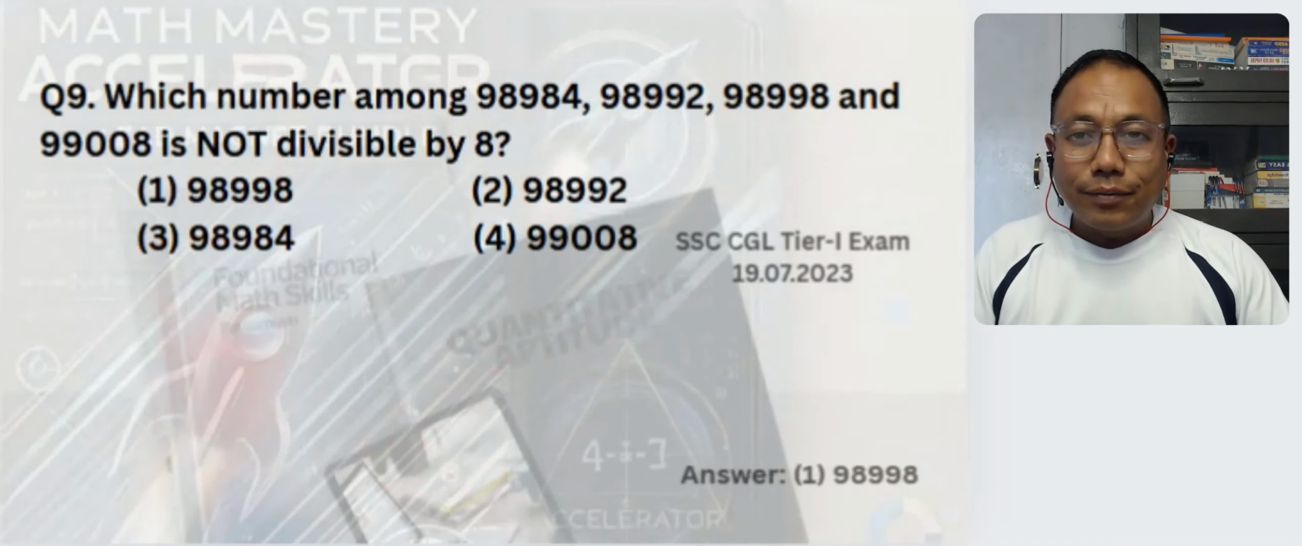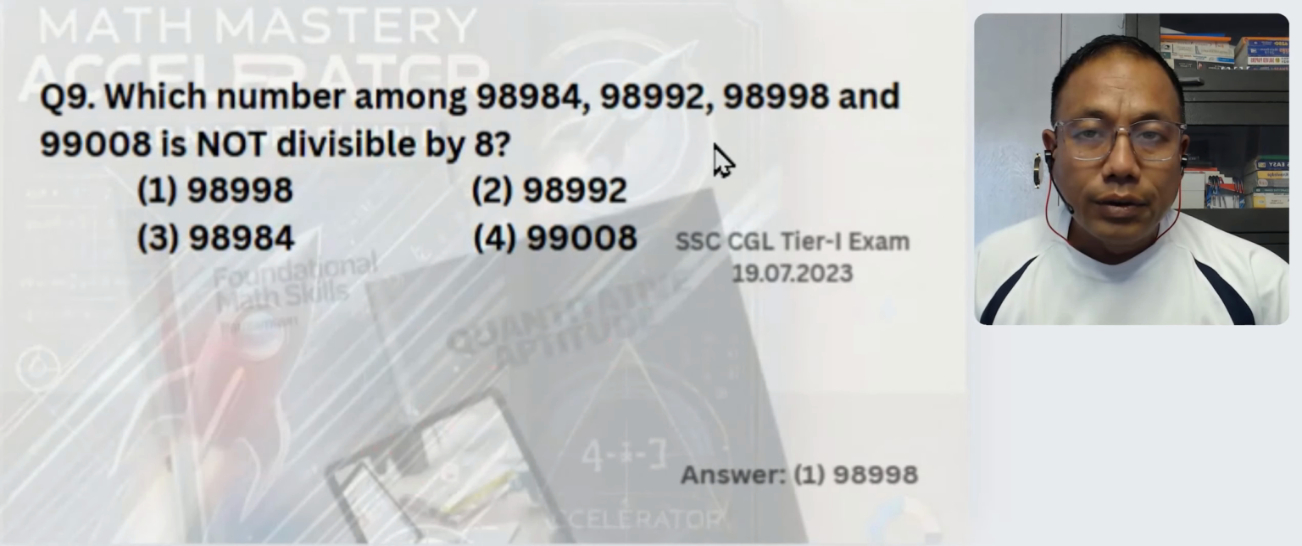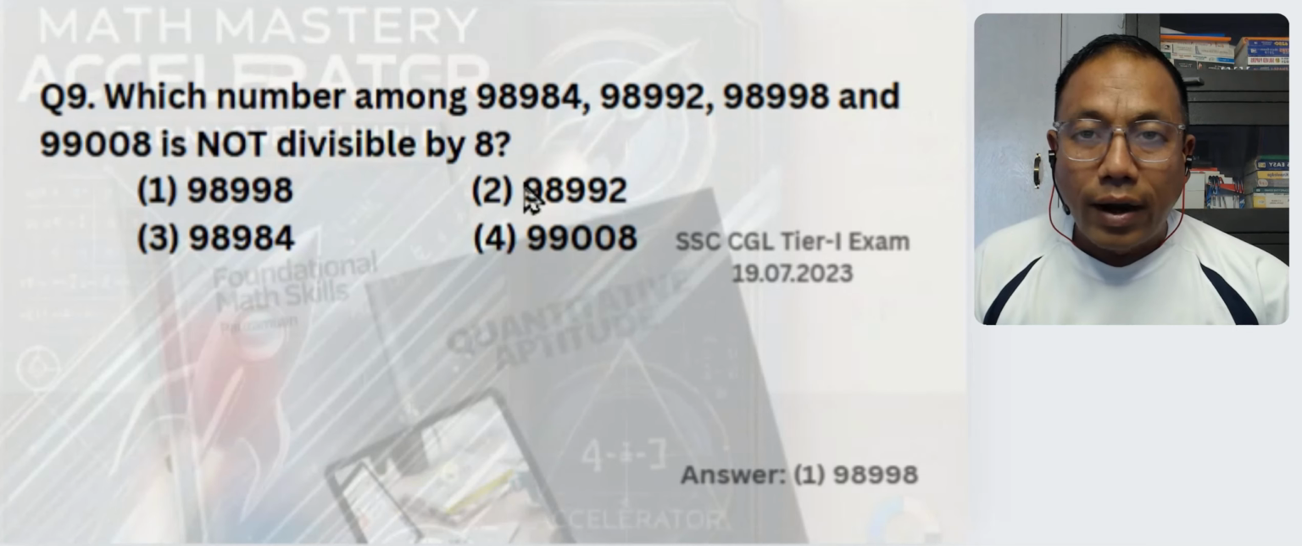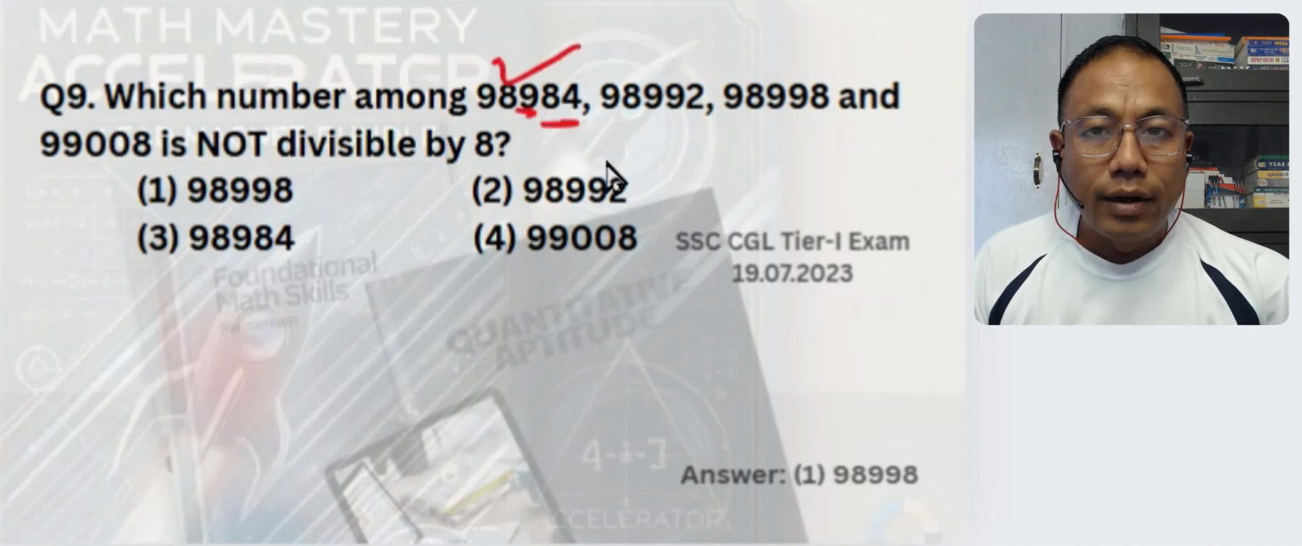Question number 9. Which number among 98984, 98992, 98998, and 99008 is not divisible by 8? The hundreds place here in the first one is 9, which is odd. 84 minus 4 is 80, divisible by 8. This is divisible by 8.